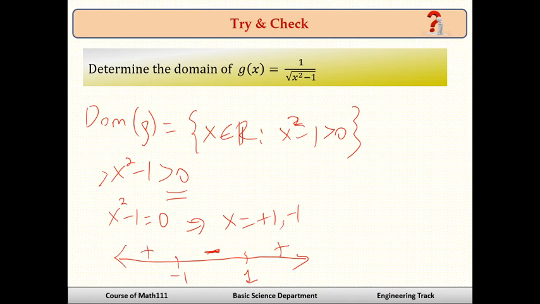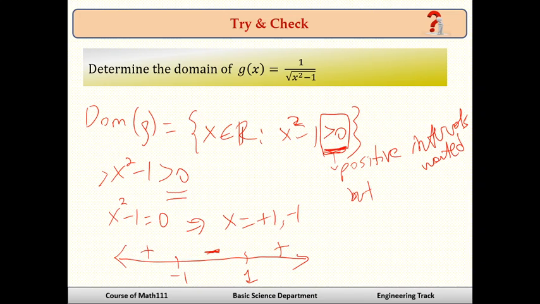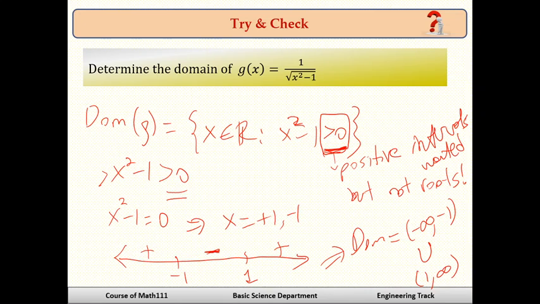So we have these two. Now we want the positive intervals and we don't want the roots, because there's no equality here. So these roots are not wanted, so you write the domain as minus infinity to minus 1 union 1 to infinity. So this is the domain of g.